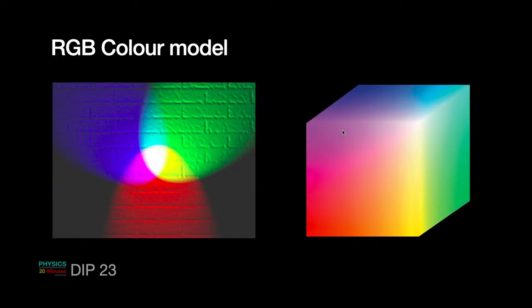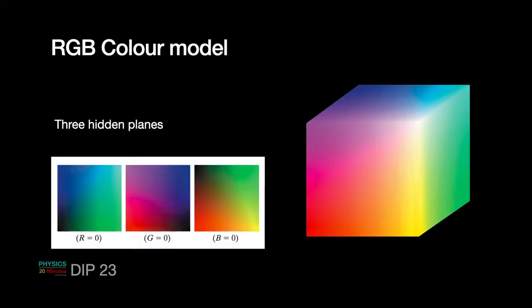Three planes are invisible. If you have to imagine the three hidden planes, they may look this way. You can see that this is the R equal to 0 plane. R equal to 0 means this back side plane. So this side is blue and this side is green. You go from blue to green at the bottom. The origin is almost black, so you go from black to green. As you go up, the blue becomes brighter, so brighter blue to cyan. That is the back side.